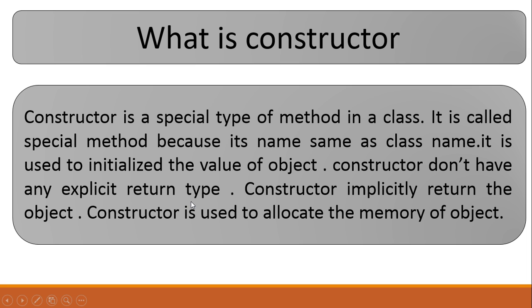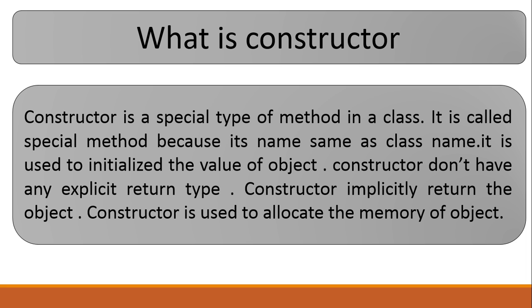A constructor doesn't have any explicit return type, which means the user can't give any return type to the constructor. In a method you simply use a return type like int, void, etc. But in the constructor case you don't use any return type. Constructor implicitly returns the object, which means the constructor returns the value as an object, implicitly, not explicitly. So if anybody asks the question whether a constructor returns any value, then you say yes, a constructor implicitly returns the object.